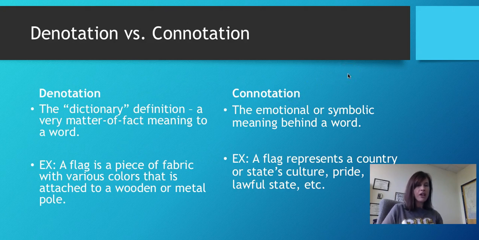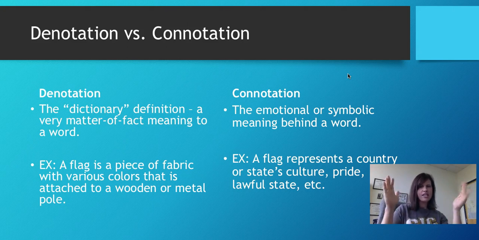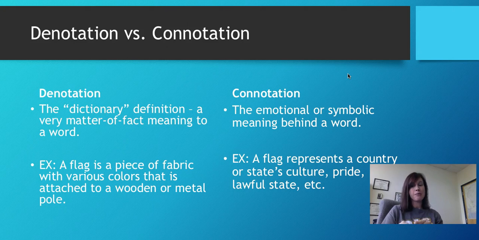Two other things that we've got are connotation versus denotation. Denotation, I always think denotation dictionary, because a denotation is the dictionary definition or matter-of-fact meaning of a word. And I've got our example of a flag here. Denotation-wise, a flag is just a piece of fabric in a rectangular or square format attached to a wood or metal pole.